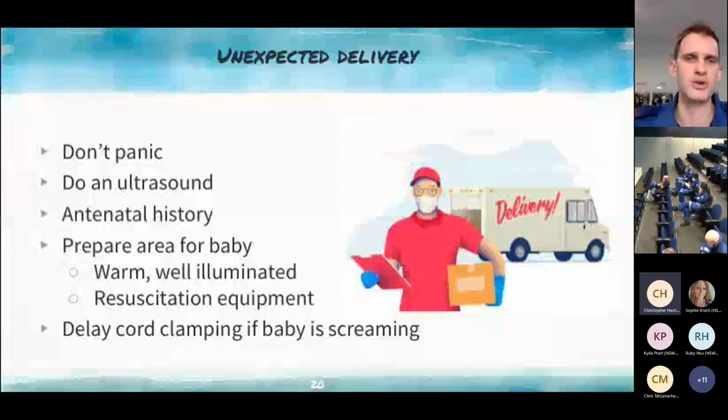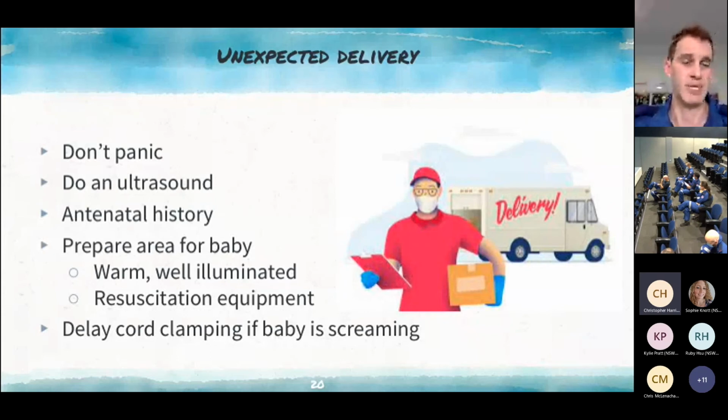I guess for those of us dealing with really little people all the time, it's good to know that most babies are delivered uneventfully and don't need support. So 90% of babies will be fine without any support. 10% will need just something simple like drying and stimulating. Less than 5% need ventilation, and less than 1% need compressions and intubation. So hopefully the numbers are on your side when you come across an unexpected delivery.